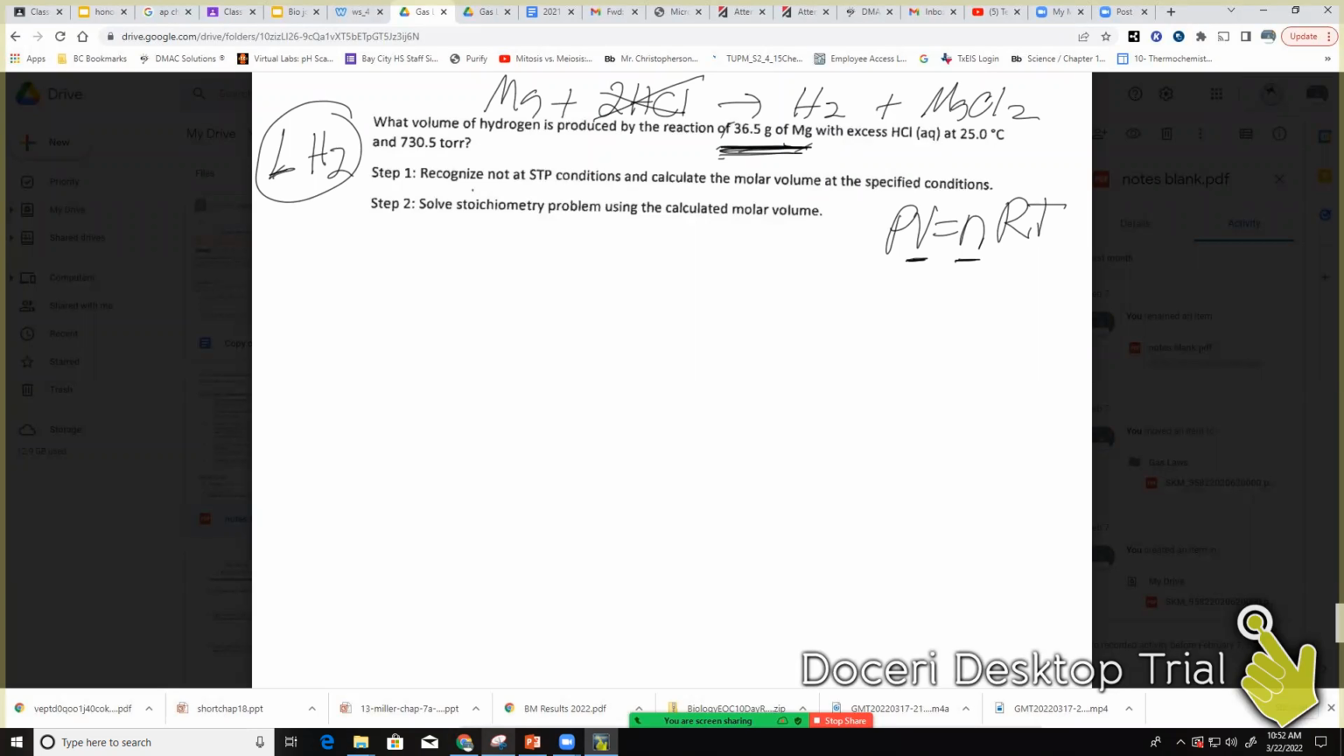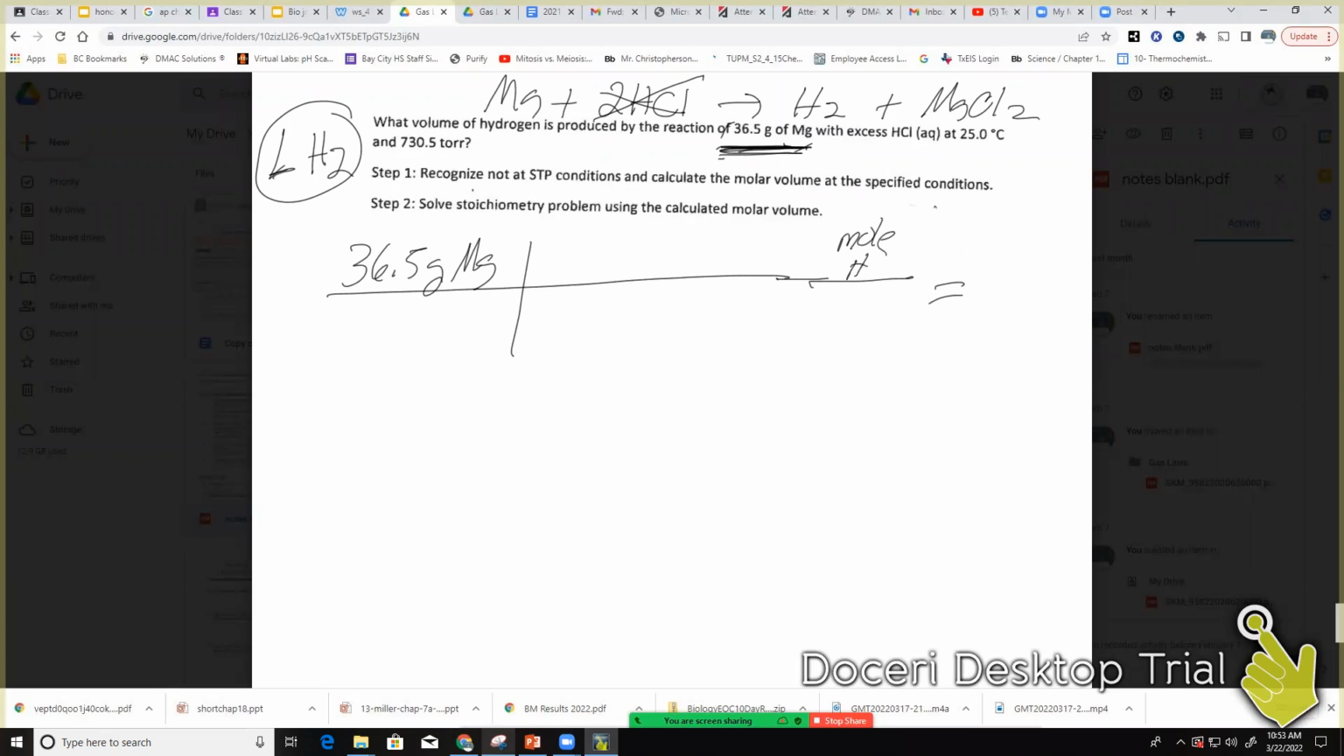So I'm going to start with 36.5 grams of magnesium. And I want to get to moles of hydrogen so I can plug it into the gas law because I have everything else. All right, so these are always 3 steps. So I'm going to start by using my molar mass of magnesium, 24.31 grams per 1 mole.